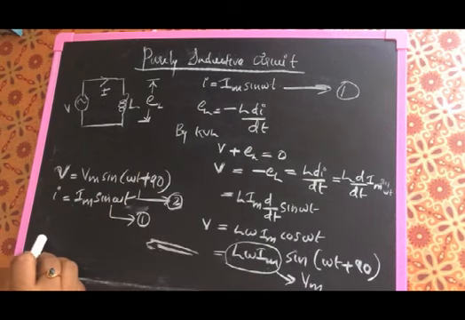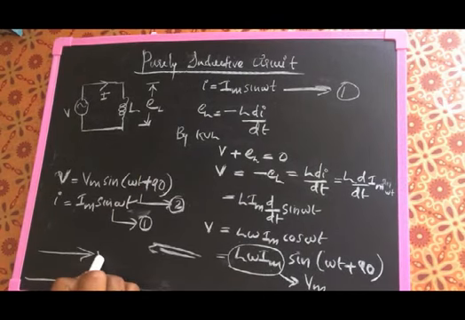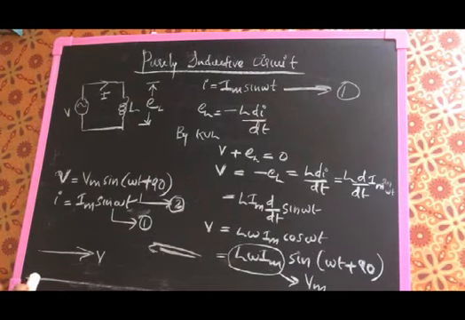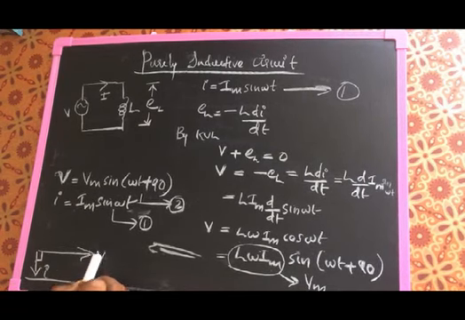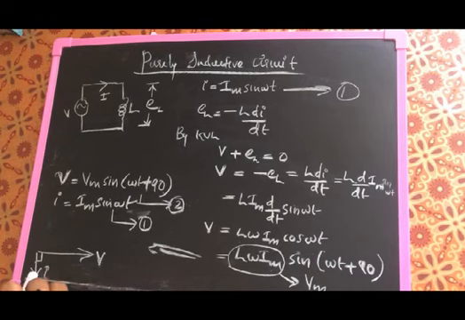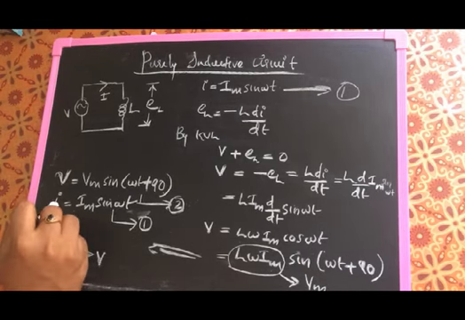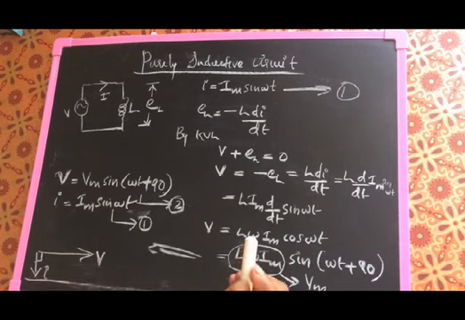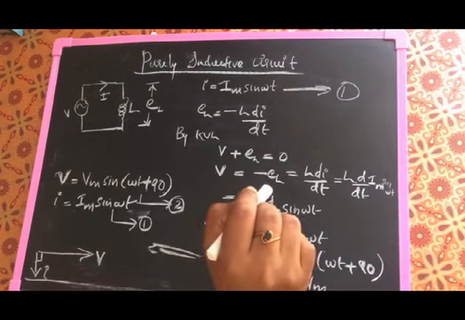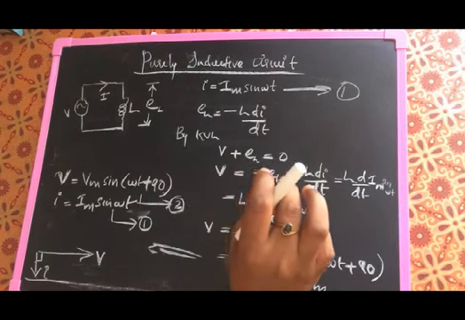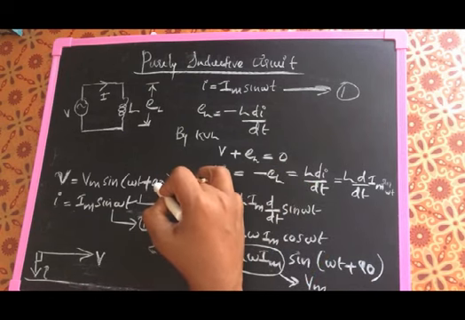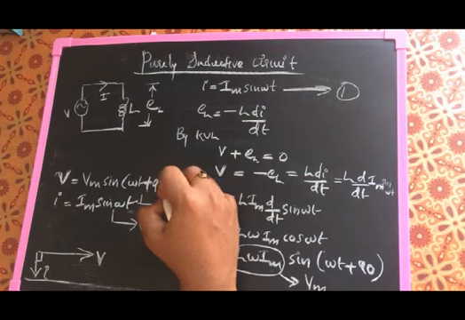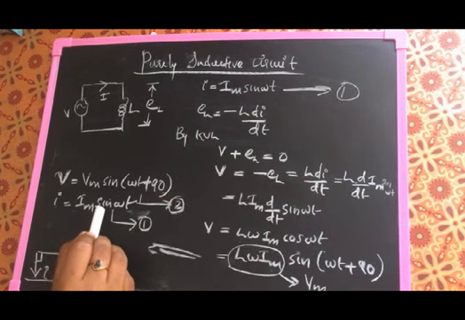Either you can say it in this way, or if you are taking voltage as reference, you can say the opposite: the current lags voltage by an angle of 90 degree. Both are the same. If you are taking voltage as reference, the current is lagging by 90 degree, or if you are taking current as reference, the voltage is leading by 90 degree. Before, in a purely resistive circuit, voltage and current were in phase, whereas in a purely inductive circuit there is a phase difference of 90 degree.